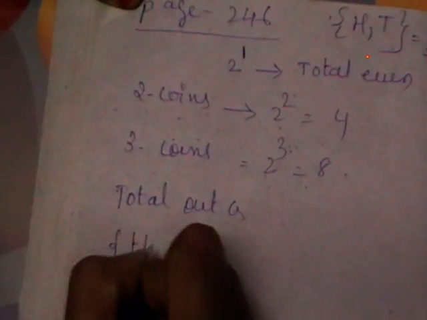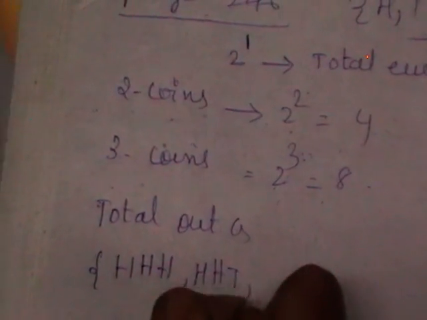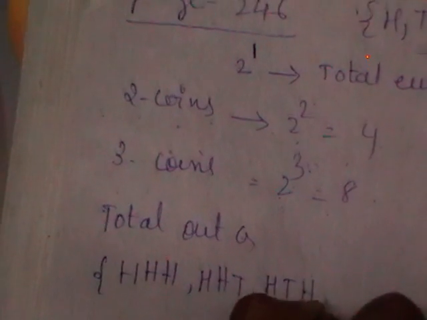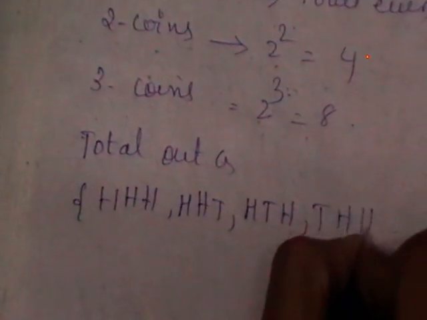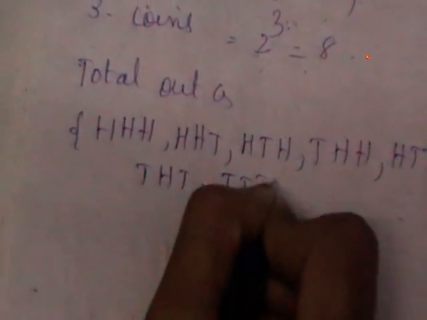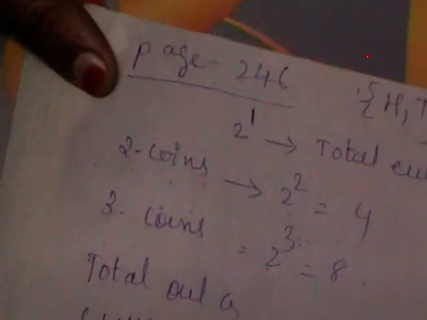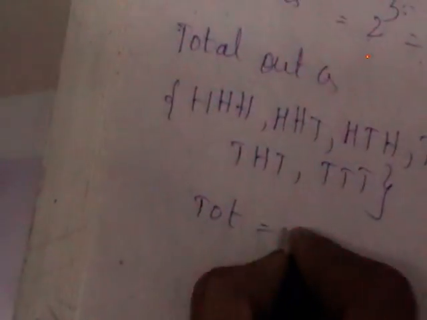I think you know that head, tail, HTH, THH, HTT, THT, TTT are nothing but the possible outcomes here. Now what is the question? We have identified total events as 8.